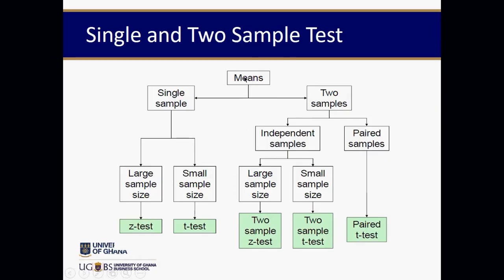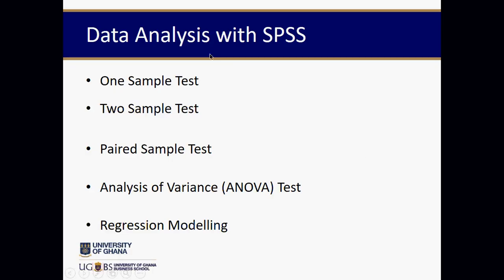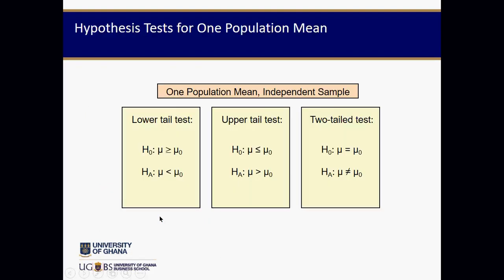So these are what we can test. For means, we can use a single sample, large or small size. When it is large, greater than 30, we use the z-test. If it is less, we use the t-test and the likes. So, data analysis with SPSS. We can do one sample test, two sample tests, three sample tests, analysis of variance, ANOVA, and regression modeling. So this is how it is, lower tail. This is for one population.